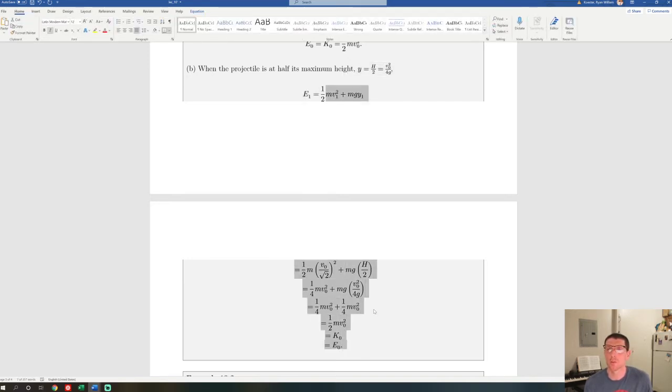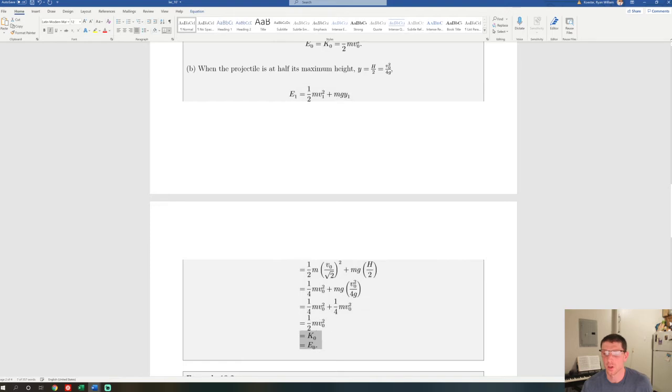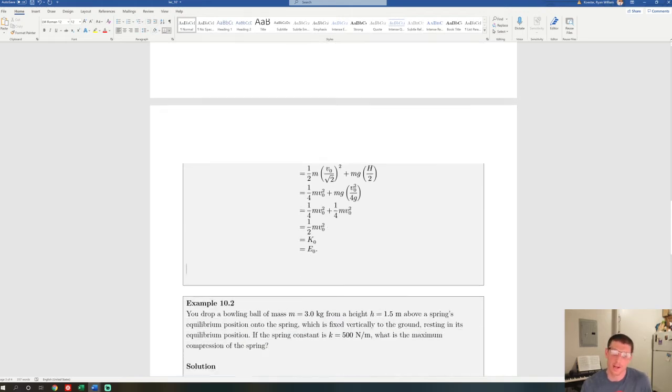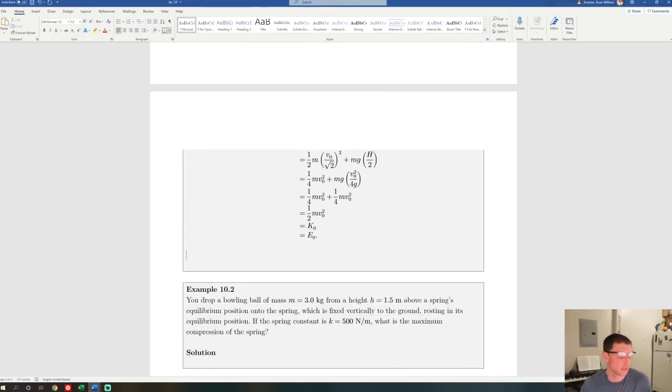So far so good, right? We're getting a result here that's consistent, which is good. And remember that this result is saying just that the energy is conserved. That's what we're trying to show here, while also getting some practice with actually calculating these things.